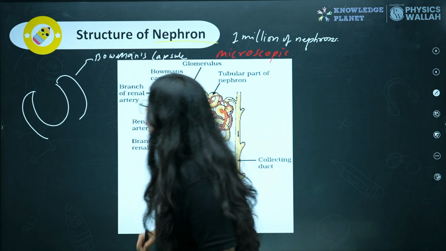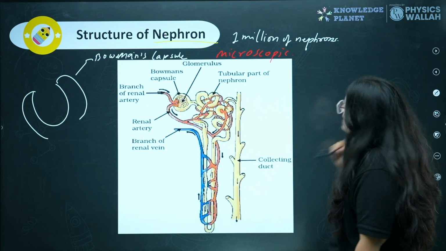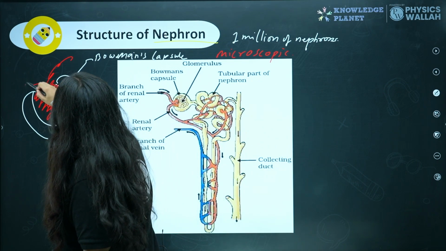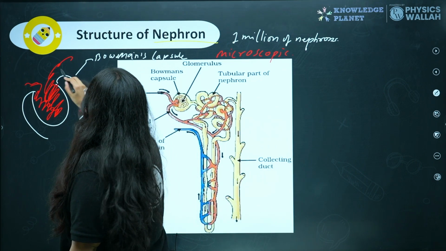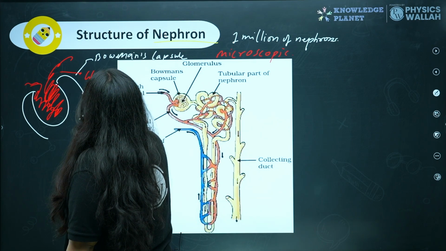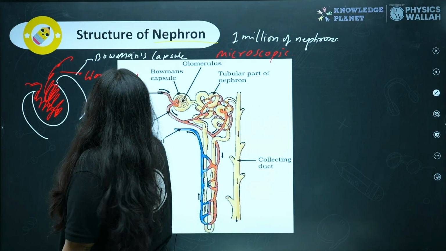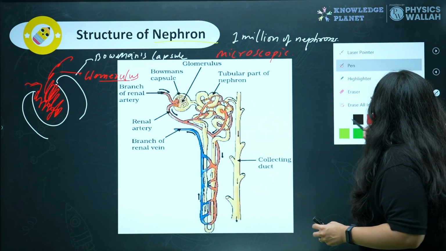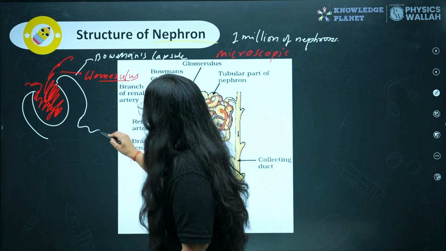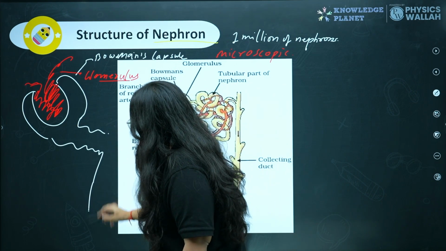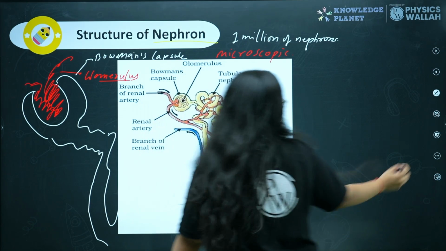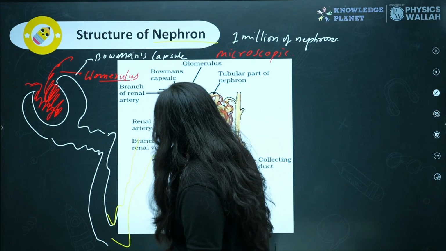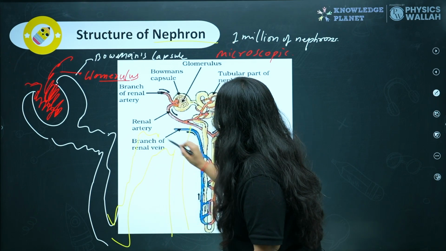Okay, now this Bowman's capsule has an extensive network of capillaries, and this network is known as your glomerulus. Please remember the name, glomerulus. Okay, now this cup-shaped structure will further move down into tubules. So they will proceed into a tube-like structure. You can see the tube-like structure. Okay, let me draw it with another color. So it will proceed with the tube-like structure, finally opening into a long tube.